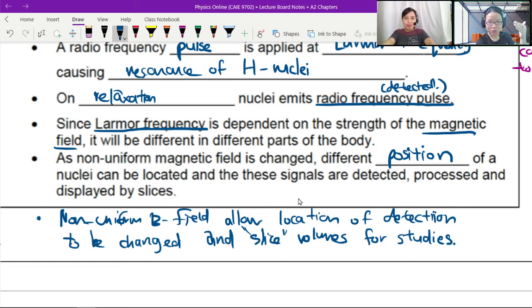So the non-uniform field has two roles. One is that different positions of the nuclei can be located, and I can change where I apply the non-uniform magnetic field. Maybe I apply it from the front because I want to slice a certain way. I can also apply the non-uniform magnetic field from the side. So imagine taking a photo in a studio. You want to take some artsy portraits. You can shine the light from the front, you can shine the light from the side, creating some weird artsy shadow. So it's the same idea. So we're changing the non-uniform magnetic field to image the human body appropriately.